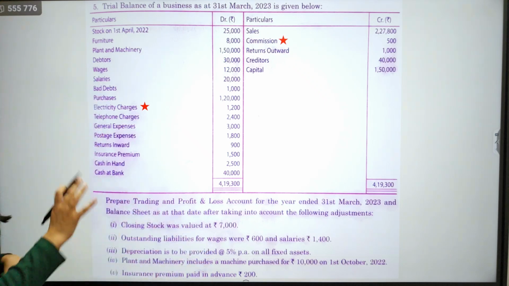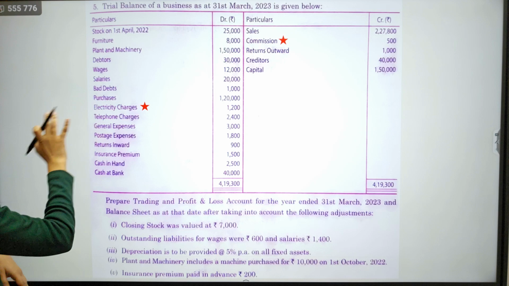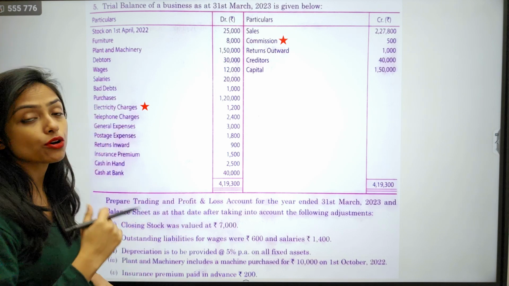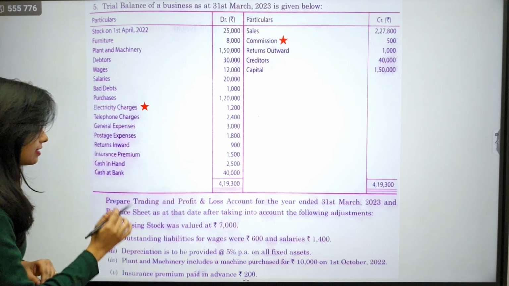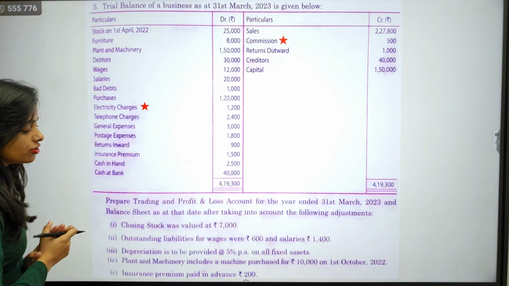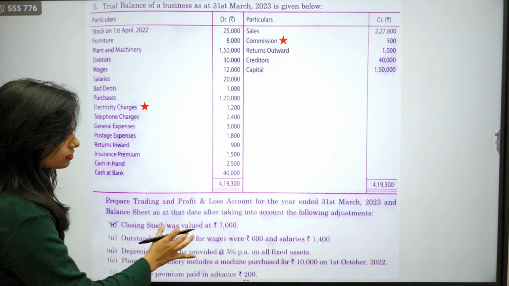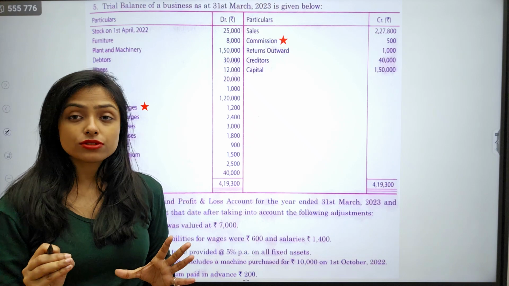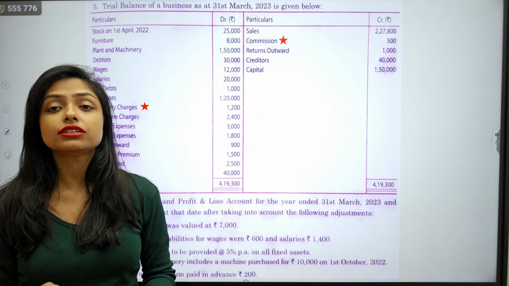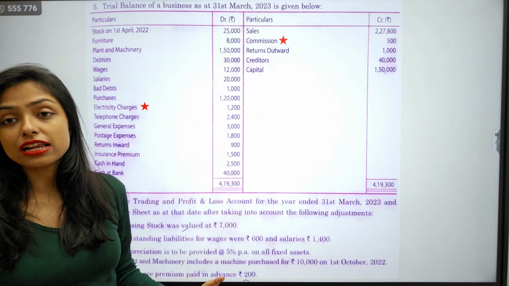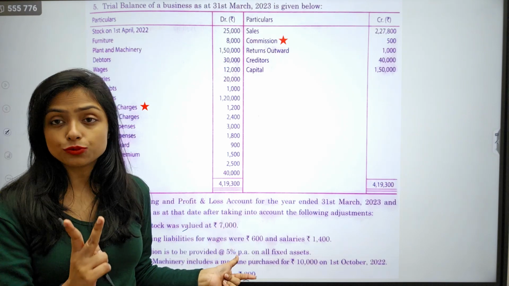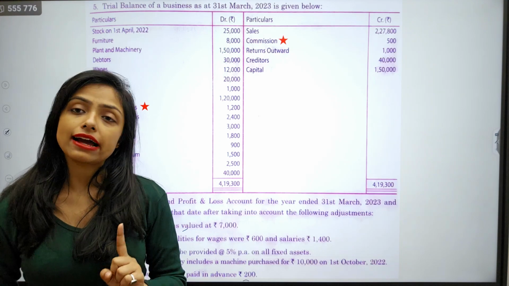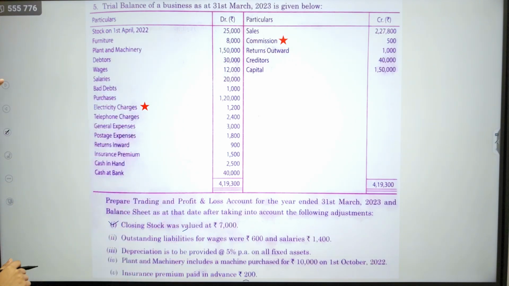Okay, let's start now. Question number 5 tells us that there is a trial balance and we have to again prepare our balance sheet and profit and loss account from this. Let's start from the adjustments. I always start from the adjustments. First one is closing stock was valued at 7,000 rupees. So what do we do with the closing stock? In the previous lecture, I also told you that whatever things are given outside the trial balance, you adjust them at least at 2 places. Whatever is given inside the trial balance, you adjust those only at 1 place. Okay, we'll go by that rule.